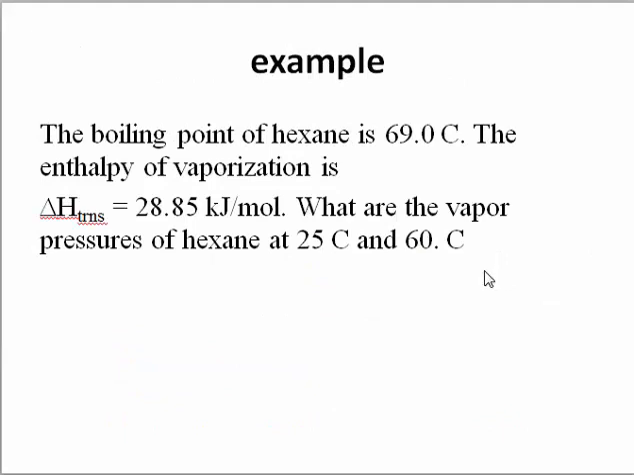Here's an illustration of the Clausius-Clapeyron equation application. The boiling point of hexane is 69 Celsius, and the enthalpy of vaporization is 28.85 kilojoules per mole. This is the sort of value that you will see in a data table. What are the vapor pressures of hexane at 25 and at 60 Celsius? The solutions to both of these problems will be shown. However, you have enough information at this point to attempt either one or both of these temperatures on your own.